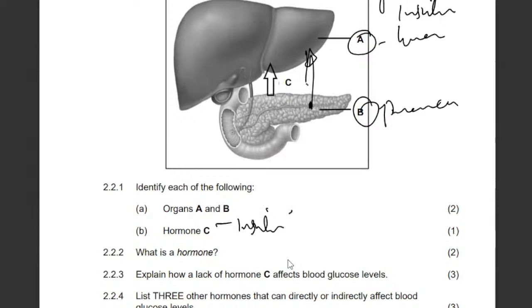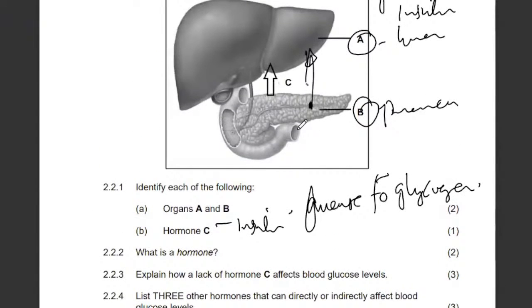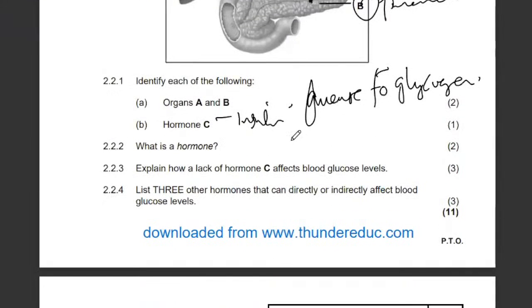Insulin will stimulate the liver to convert glucose to glycogen. So what is a hormone? Basically, a hormone is a chemical messenger. They are released by a gland, and then they go to the target organ so that they bring about basically the normal functioning of the body.